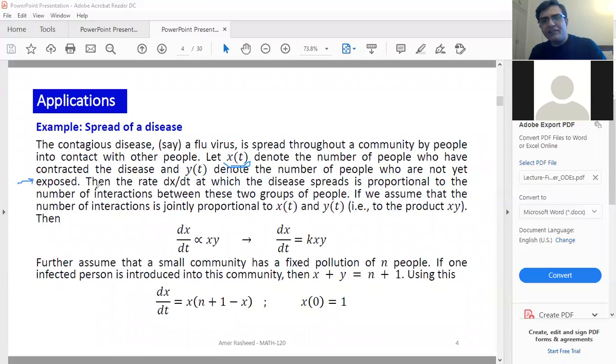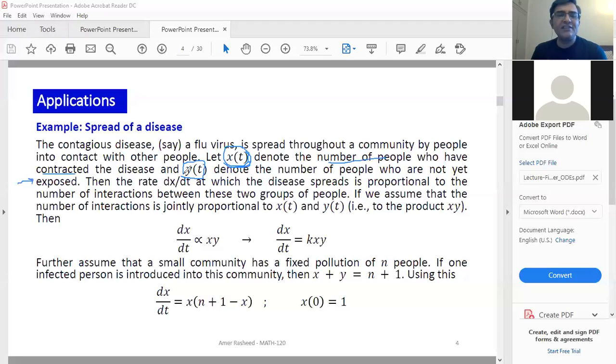Now, the rate dx by dt, because what we are going to find is the number of people who will contract the disease after some time. So x of t is the number of people who have contracted the disease. We want to calculate the expected number of people who will contract the disease after some time. And y is the number of people who are not yet exposed to that disease.